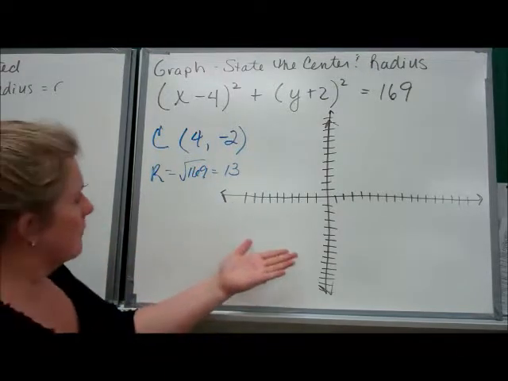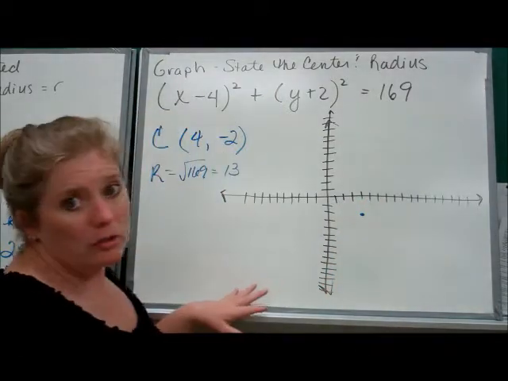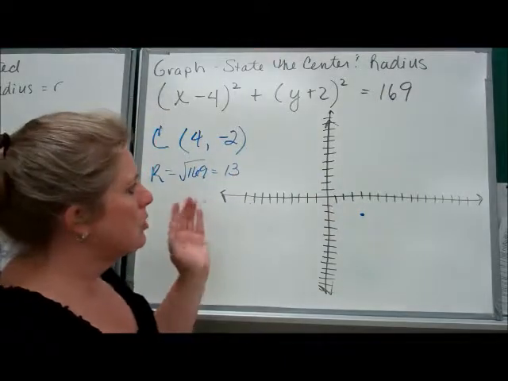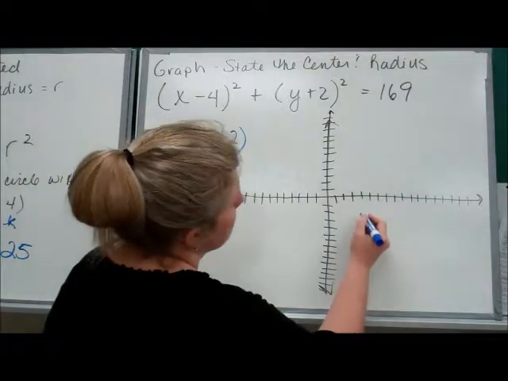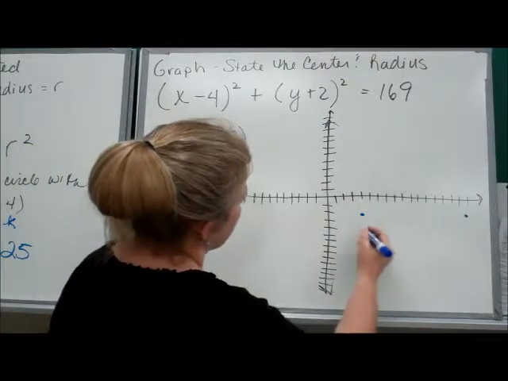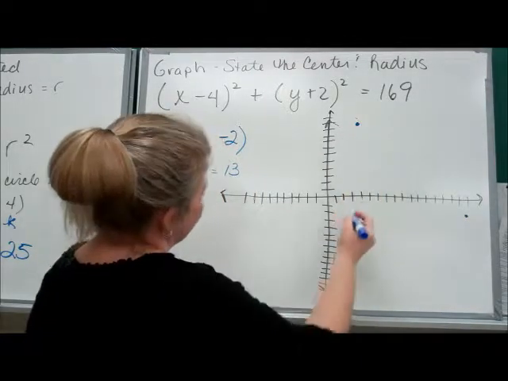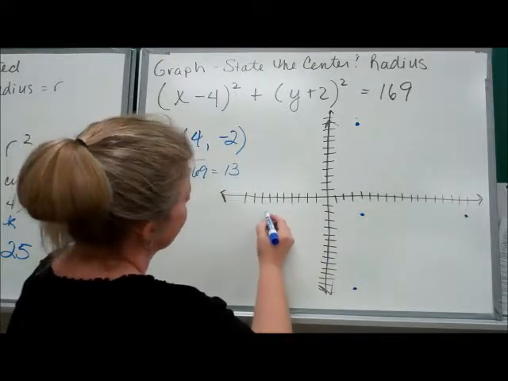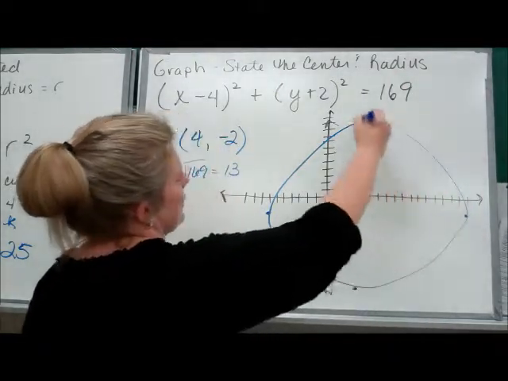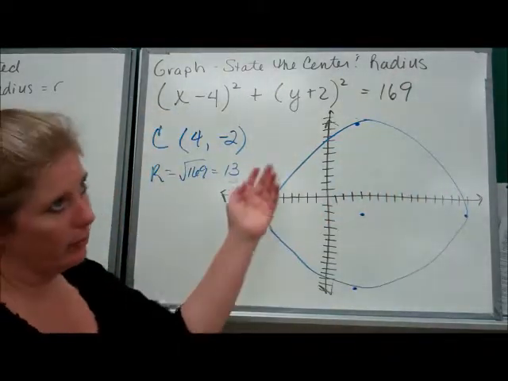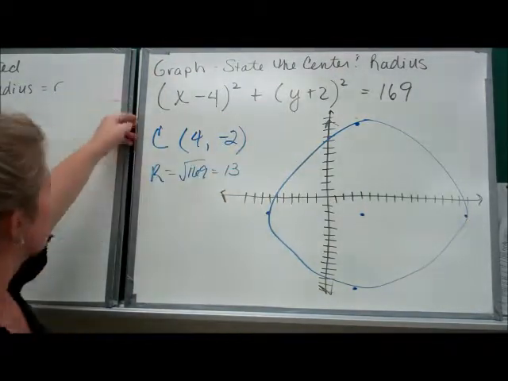So when we graph it, plot your center, which is at 4, negative 2. And then using your radius, you go 13 in each direction. 13 that way, 13 up, 13 this way, 13 down. I'm just going to kind of estimate it. I might not have gone exactly 13, and yes, I do expect you guys to go exactly however many you need to. But that's all you do. Take your radius, 13 in each direction.